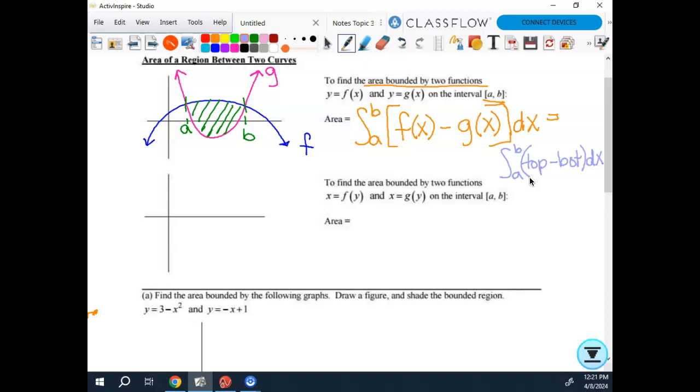That's a very good question. How do we know which one's the top and the bottom? We'll look at that in just a minute. That's why the graphs are very, very important. Okay, everybody okay with all that? You're just subtracting the two, top minus the bottom.